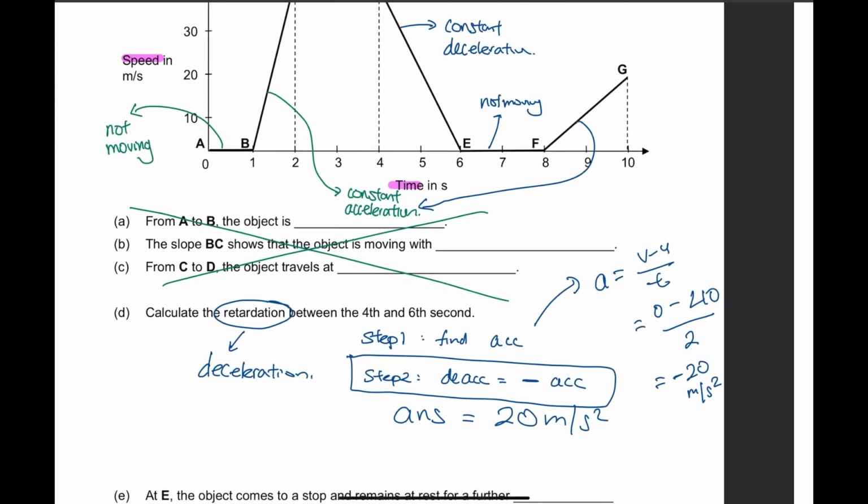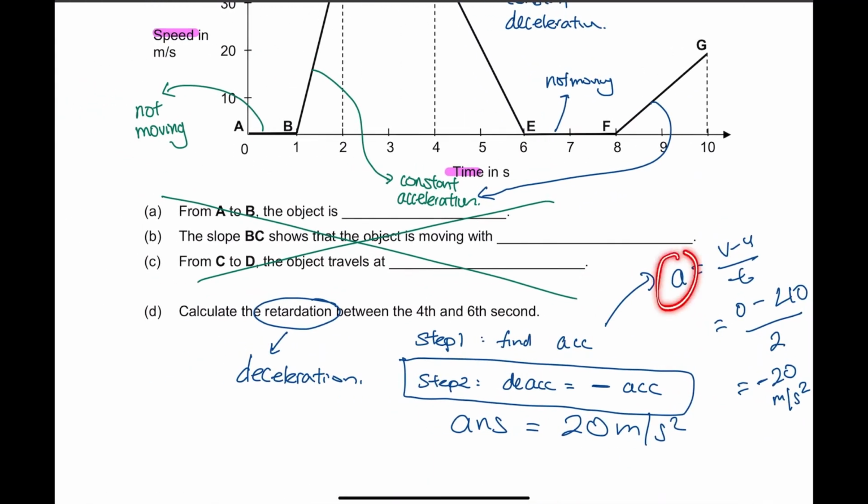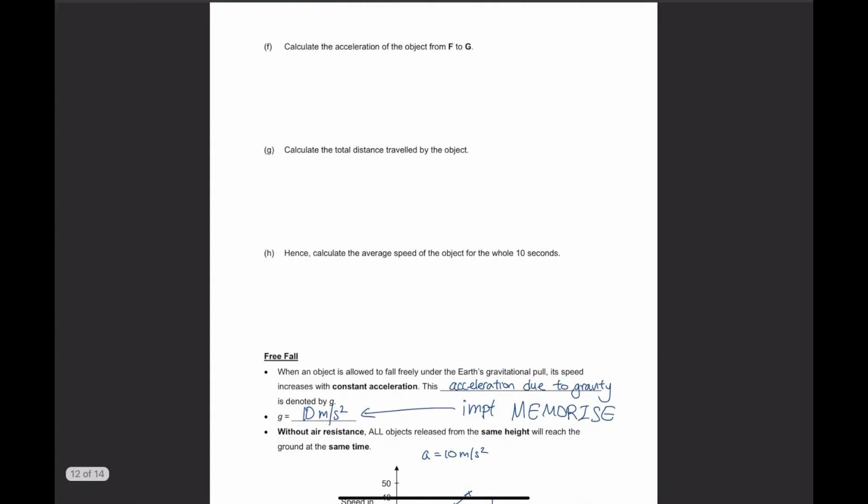Since I know the acceleration value is negative 20 meters per second squared, and I know that the deceleration value is equal to the negative of acceleration, the negative of negative gives me a positive 20 meters per second squared. That's my deceleration value, or my retardation value.